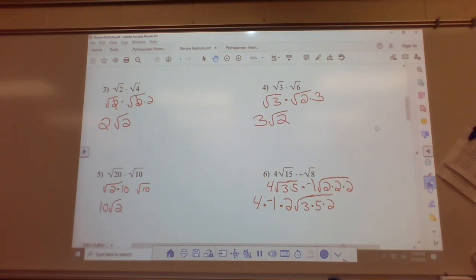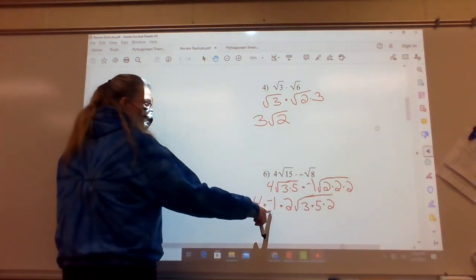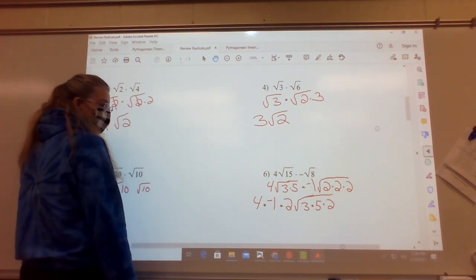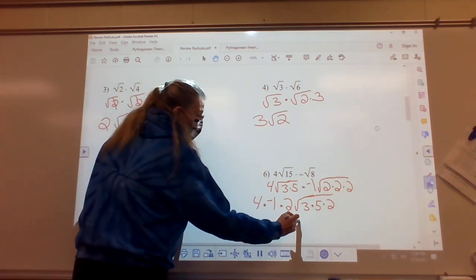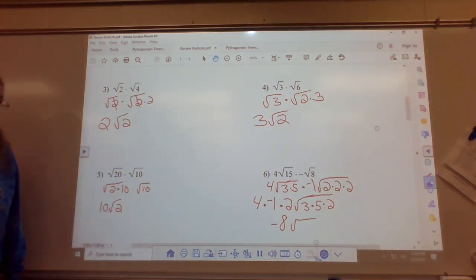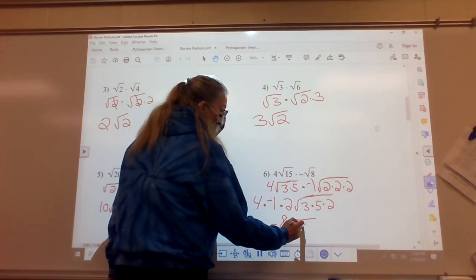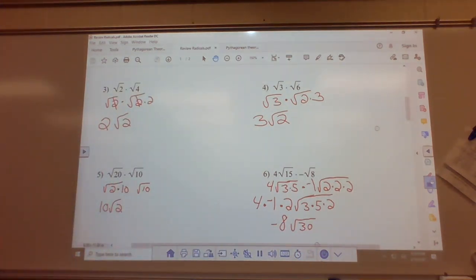So this is kind of where that third step comes in, is I need to do a little bit of cleanup. So anything out front, I need to just multiply together. So 4 times negative 1 times 2 is going to give me what? Negative 8 out front. Radical, 3 times 5 times 2, 30. So negative 8, radical 30. So that's where the third step comes in.